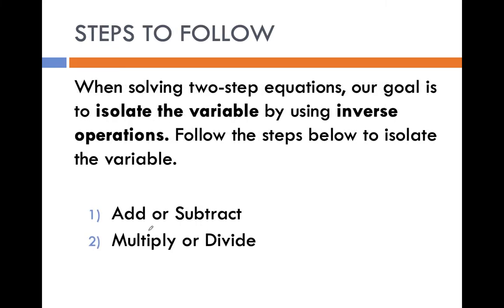So when we're solving a two-step equation, same goal as when we were solving a one-step equation is to get the variable by itself. So we will be using the inverse operations again. If it shows addition, we do the opposite, which is subtraction, or multiplication and division. What's really important here is that we will always add or subtract first, and then multiply or divide second.